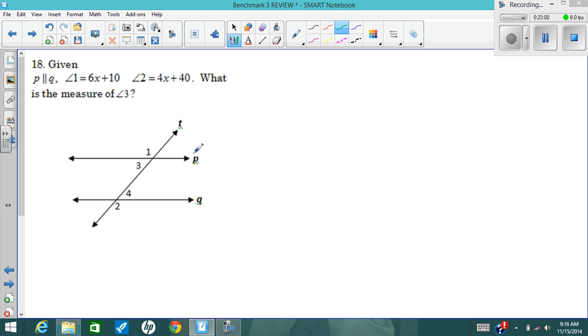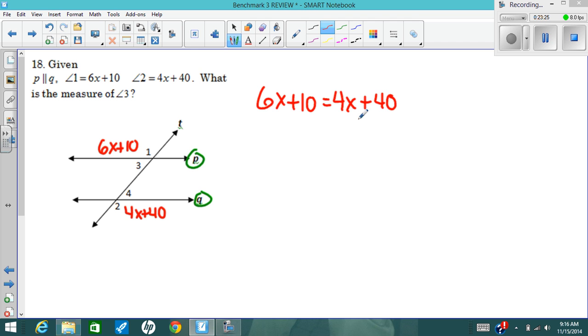Here we know that these lines P and Q are parallel, and we just want to find the measure of angle 3. If we're given the measure of angle 1 is 6x plus 10, and angle 2 is 4x plus 40. Those are alternate exterior angles, so we can say that they are congruent and equal. Do some solving. I subtracted 4x, now I'll subtract 10 from both sides. Divide by 2.